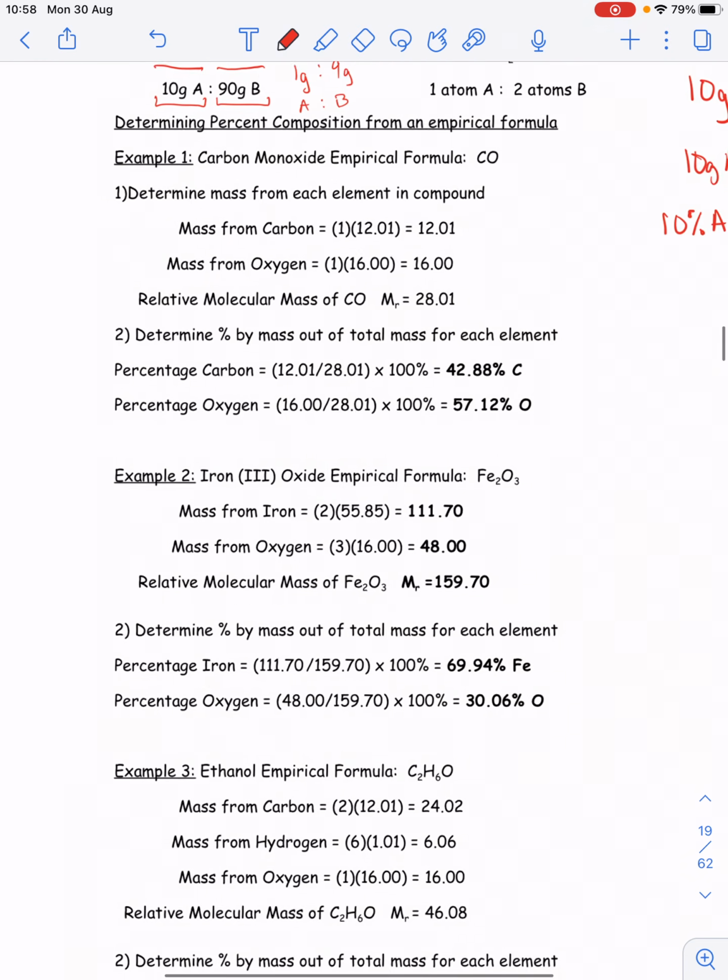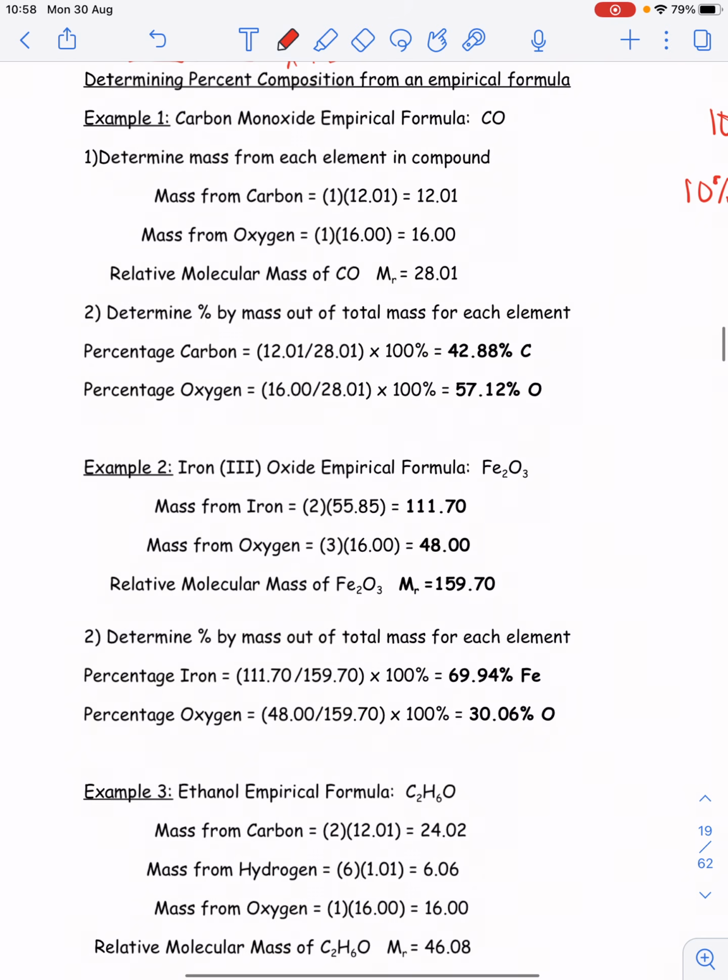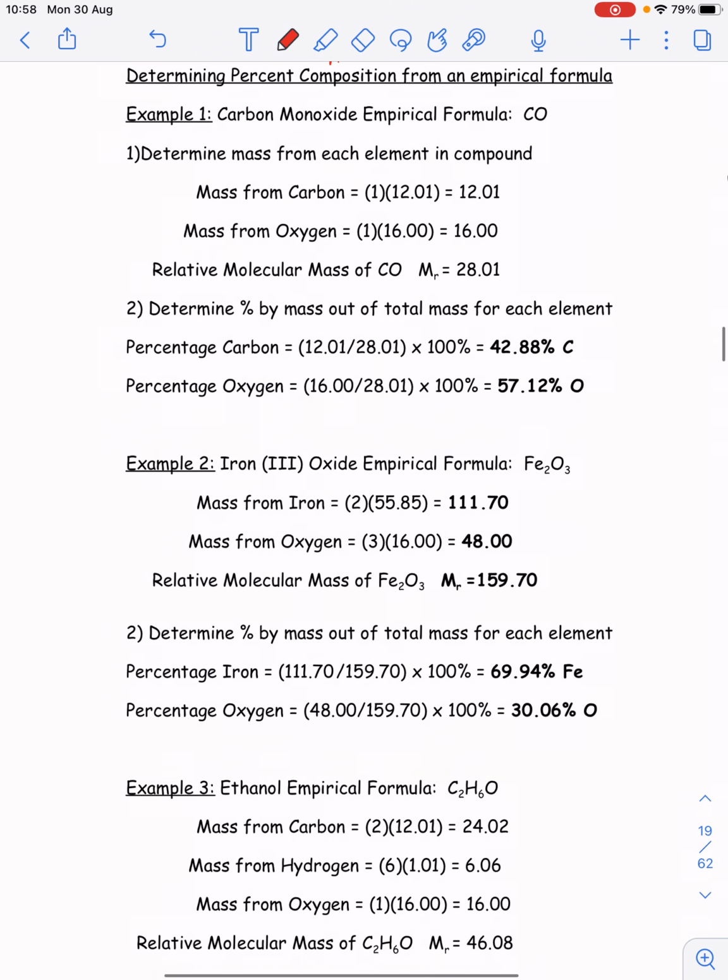So here's an example where we actually use a real chemical formula. Carbon monoxide is CO, is its chemical formula. That's its empirical formula, it's its molecular formula. So actually, every molecule of carbon monoxide is just 1 carbon and 1 oxygen. And so it's a ratio of 1 atom of carbon bonded to 1 atom of oxygen.